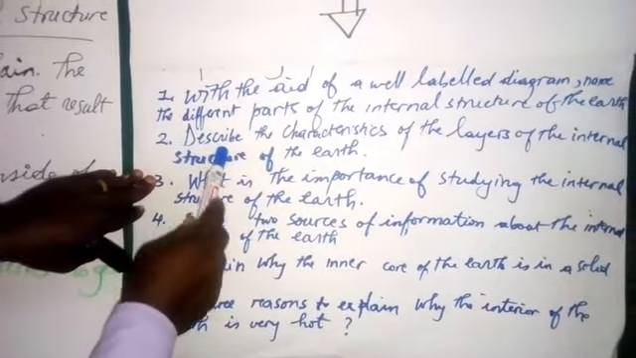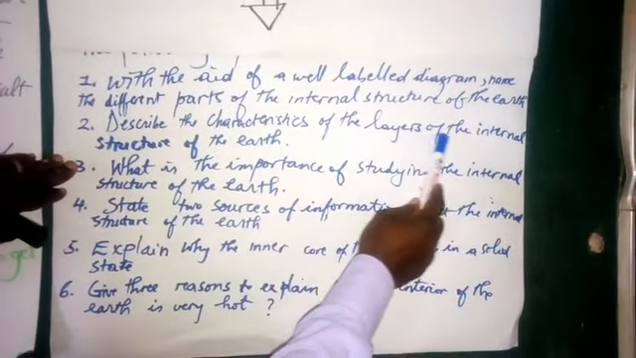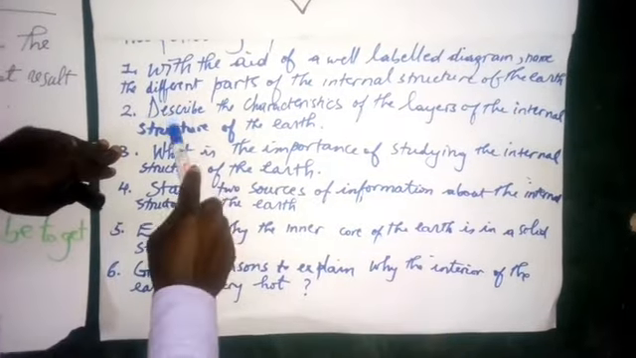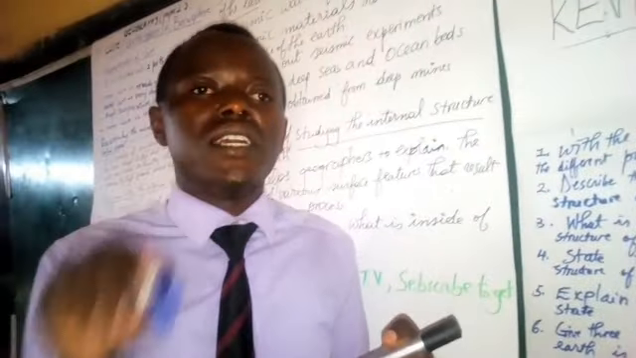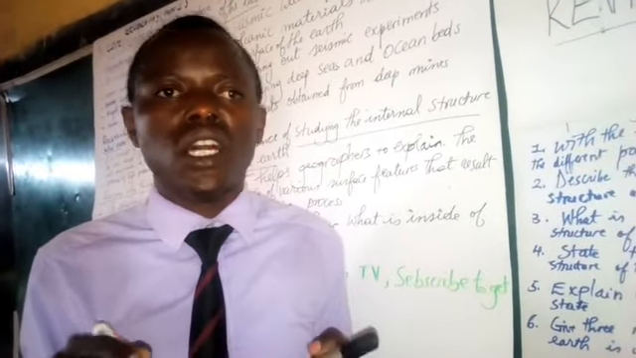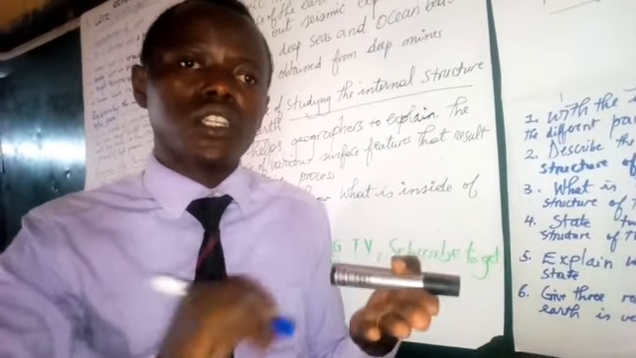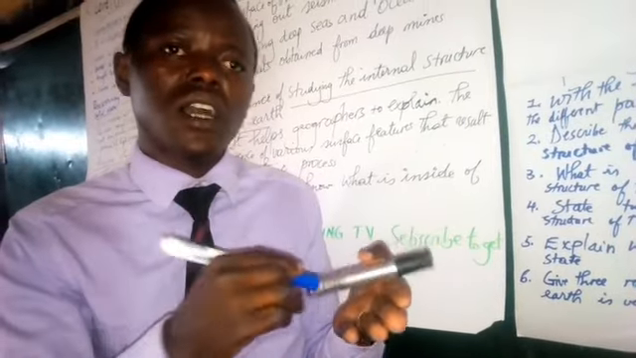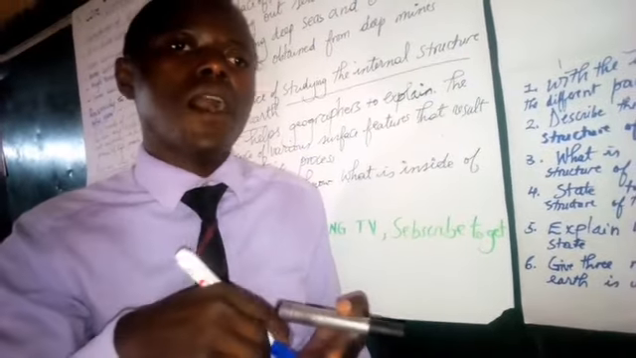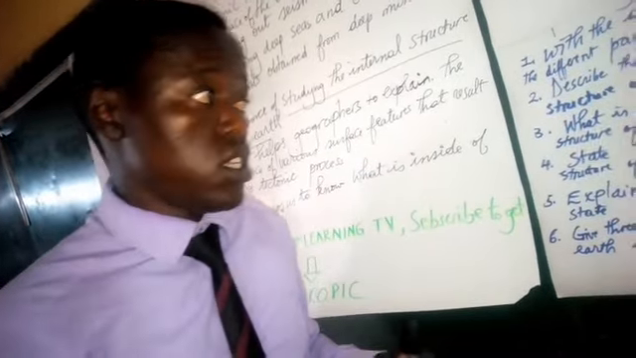Question 2. Describe the characteristics of the layers of the internal structure of the earth. This question requires you to highlight all layers of the internal structure of the earth, and you describe or give their characteristics. You give the crust and its characteristics, the mantle and its characteristics, and the core with its characteristics.